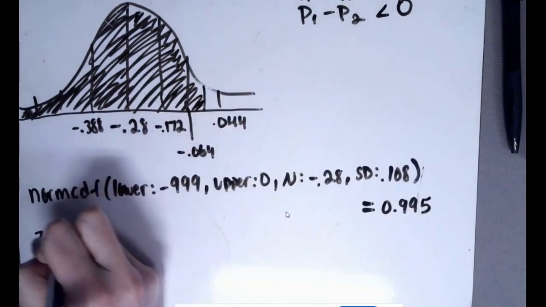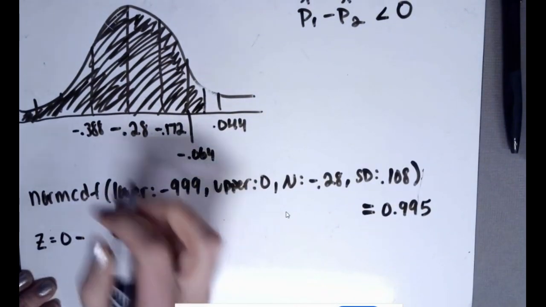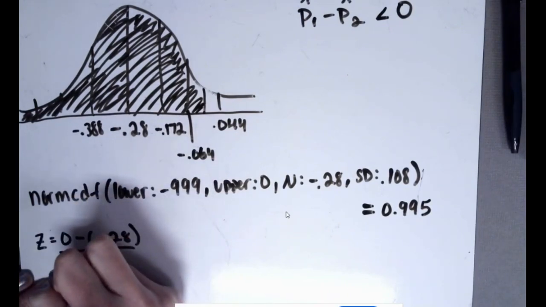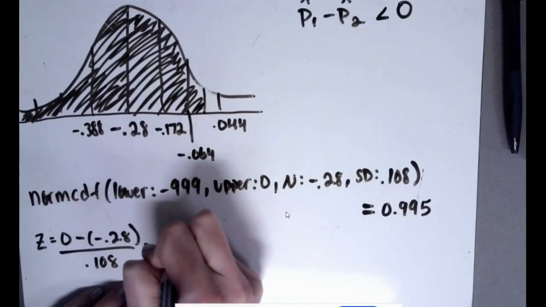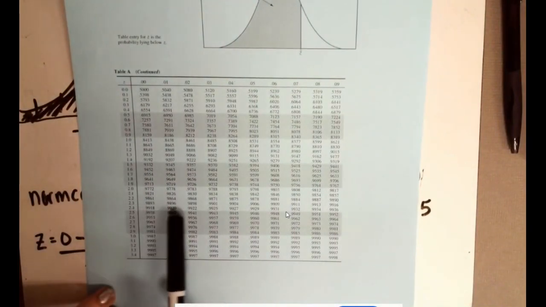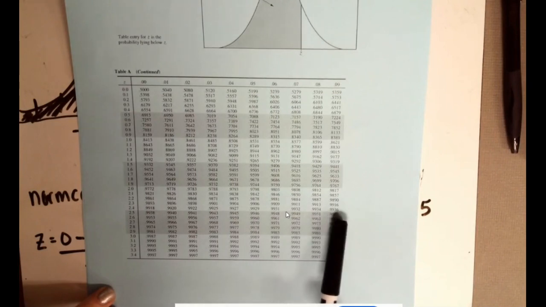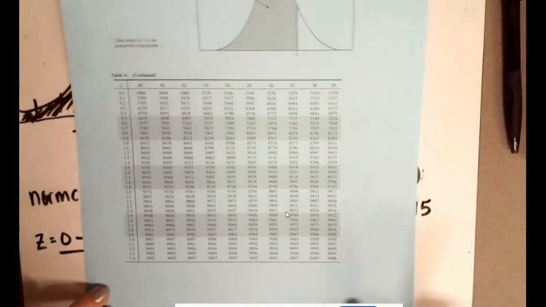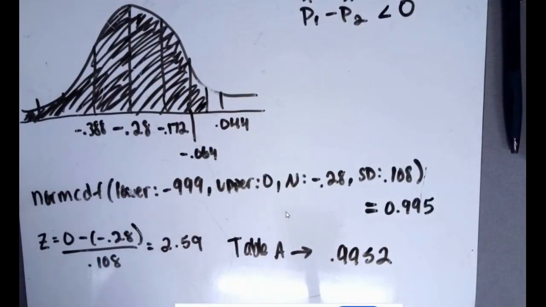Now, if you don't have a graphing calculator, you could also calculate the z-score. So our value would be 0 minus the mean, negative 0.28, divided by the standard deviation of 0.108, which is 2.59. Then I would grab a z-table and look for the z-score of 2.59. Here's my 2.5s, and then I'm going to go all the way down to 2.59. And I'm seeing that the area to the left is 0.9952. So you should be getting the same answer whether you use the calculator or the z-table.